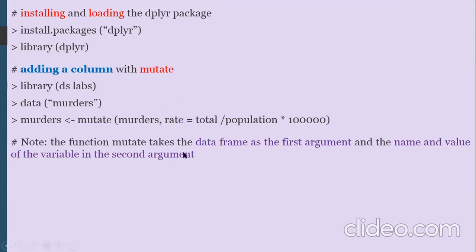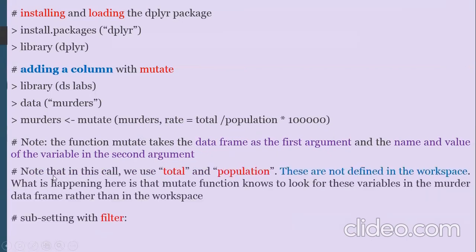After that, note the function mutate takes the data frame as the first argument and the name and value of the variable as the second argument. So you have to have in mind that the data frame must be the first argument. So the name of this table must be the first argument, and then after that the name and value of the variable. This is the name and this is the value of the variable. The first and second argument are separated by a comma. So this is how the function mutate works.